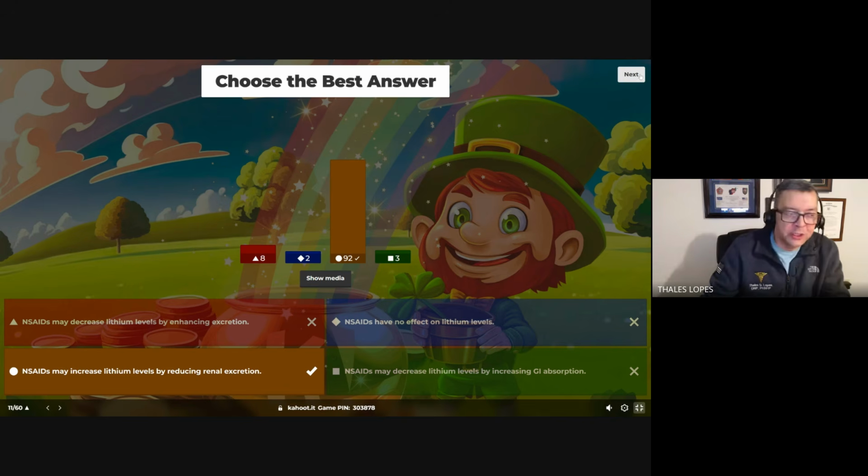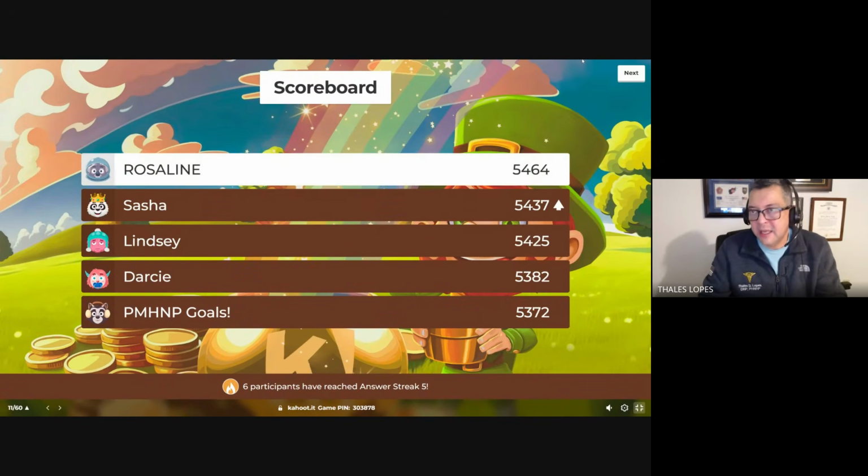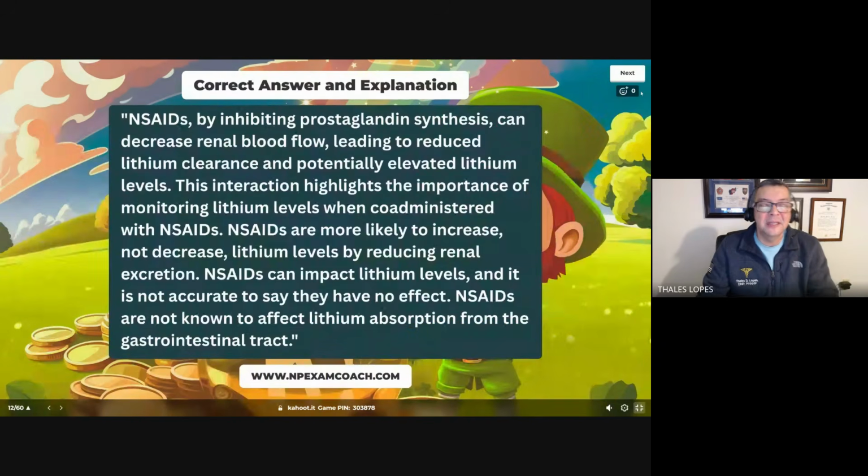What else should you watch out for? Lithium and thiazide, lithium and ARBs or ACE inhibitors. Really, any medication that competes for excretion through the kidney could have a possible effect on decreasing renal clearance, right? Competing to leave the body. But most likely, NSAIDs, thiazides, ACE inhibitors, ARBs.